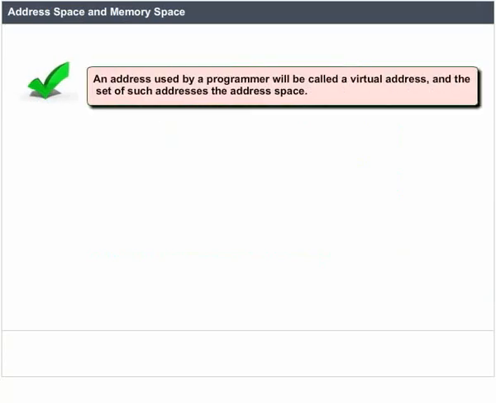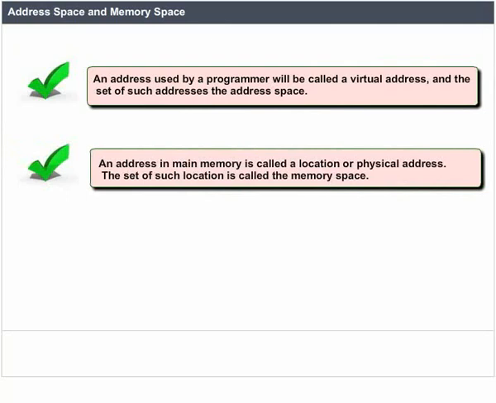Address space and memory space. An address used by a programmer will be called a virtual address, and the set of such addresses is the address space. An address in main memory is called a location or physical address. The set of such locations is called the memory space.